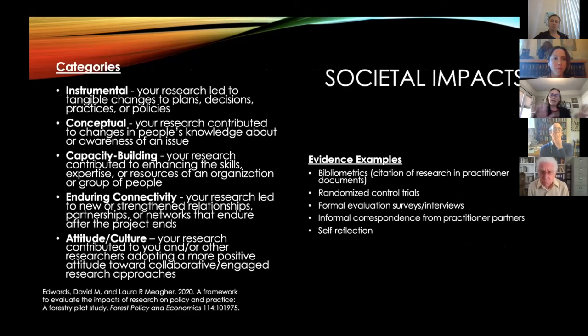So there's kind of consensus emerging around a group of categories that we can use to talk about our societal impacts. I don't love the category names, but I see real value in us kind of starting to use a common framework. So I'm leaving our category names. I think they could be a lot more descriptive, but they range from instrumental impacts, where we can see tangible evidence that our process has contributed to changes in plans, decisions, practices, and policies. This might be evidenced in a management document, a new plan, changes in budget allocation, those kinds of things.